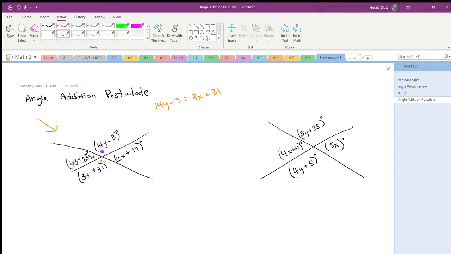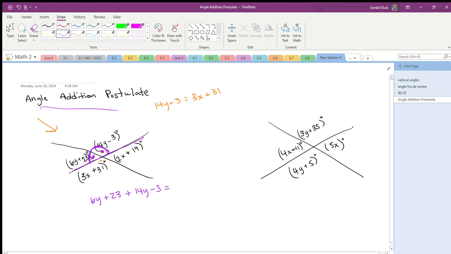So those two, some of you see it right away, they are a linear pair or they're supplementary. So this is a 180-degree angle because this is a line, so remember lines always create 180 degrees. That half circle arc right there. So if I add this angle plus this angle, it should equal the entire angle, which is what the angle addition postulate says. So if I added 6y plus 23 plus 14y minus 3, that should equal that entire angle that I just drew, which is 180 degrees.